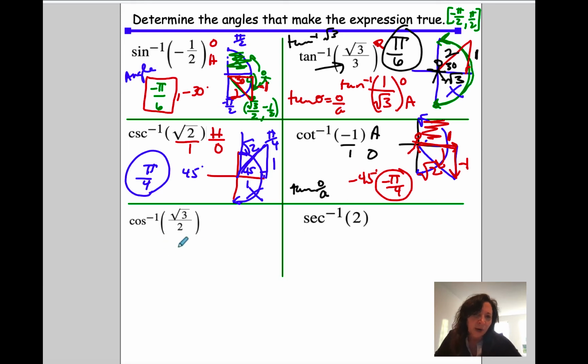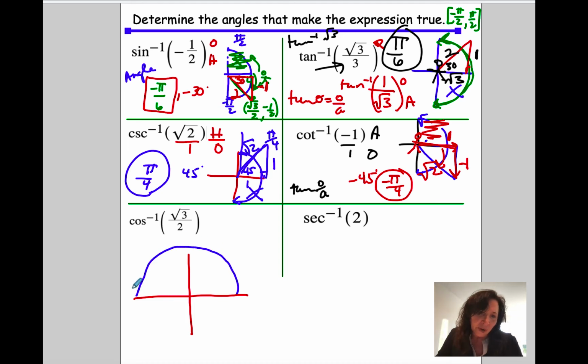This question is saying, where is cosine root 3 over 2? Now, cosine has a different restricted domain than all the other values that we just did. Cosine's restricted domain goes from 0 to pi, so 0 to pi here. And so therefore, we do have the positive values, we do have the negative values. Because this is positive, we can eliminate the negative side. So now we have the positive values, so we are here in the first quadrant.